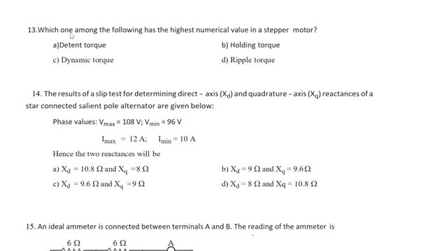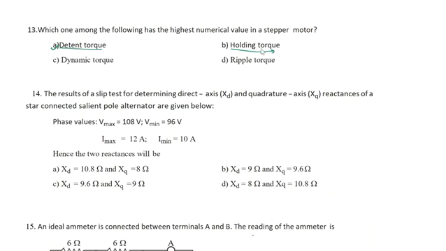Next question. Which one among the following has the highest numerical value in a stepper motor? So the highest numerical value is the detent torque. So what is this detent torque? Detent torque is going to hold the position of the rotor at the same place when there is no electrical supply given to it.